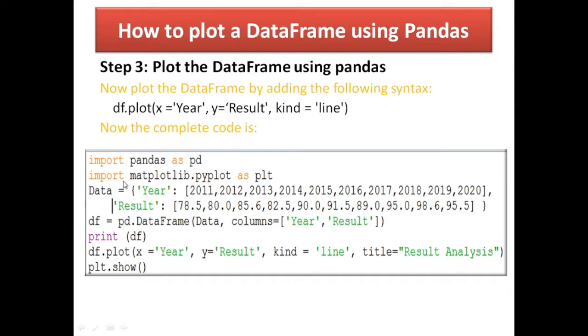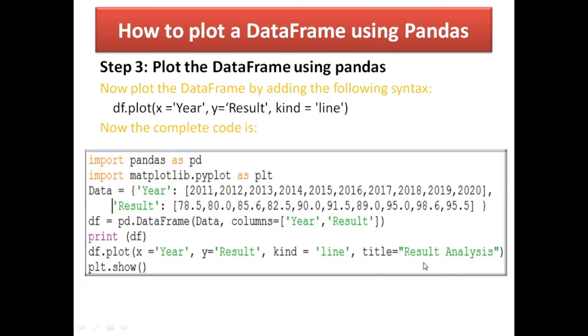Import pandas as pd, import matplotlib.pyplot as plt, data, this is the dictionary defined, and thereafter df data frame is created, pd.DataFrame, data columns has been specified. This is optional. If you don't want to specify columns, you can leave. Print df, data frame will be printed first, then we are going to draw a line chart. df.plot x is equal to year out of this dictionary, y is equal to result, kind is equal to line.